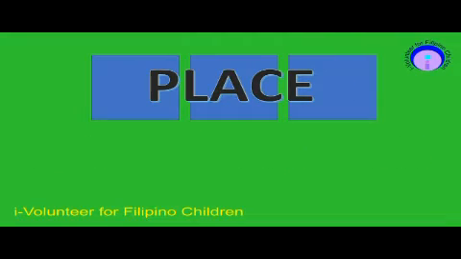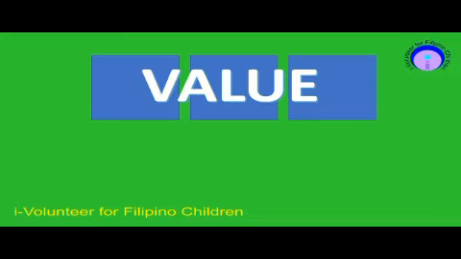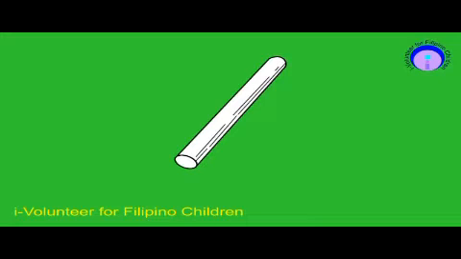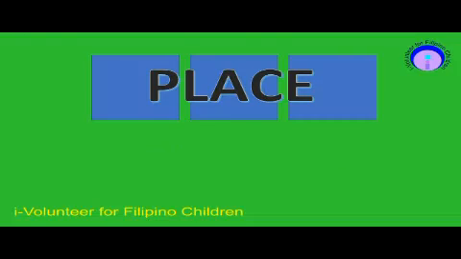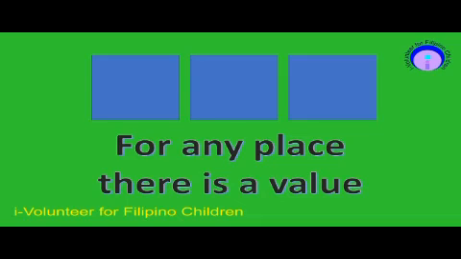Ano ba ang place? Ito ay ang lugar ng bawat digit sa number na tinutukoy natin. Ano naman ang value? Ito ay ang halaga ng bawat digit sa kanya-kanyang pwesto. Upang mas lalo nating maintindihan ang lesson, kailangan ko si magic stick. The magic stick will represent the number in the number line. Ating lesson, ang tandaan nyo lang ay yung lugar kung saan nyo. Because for any place, there is a value.